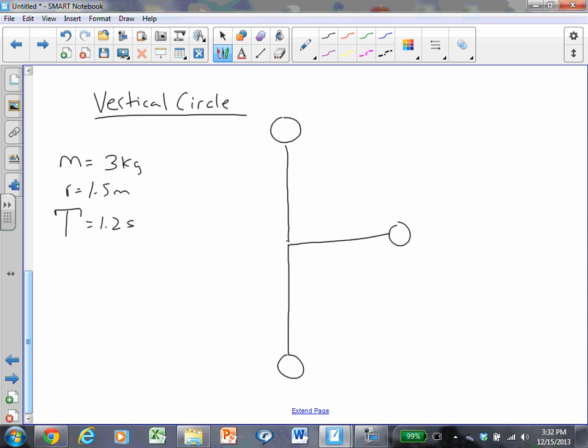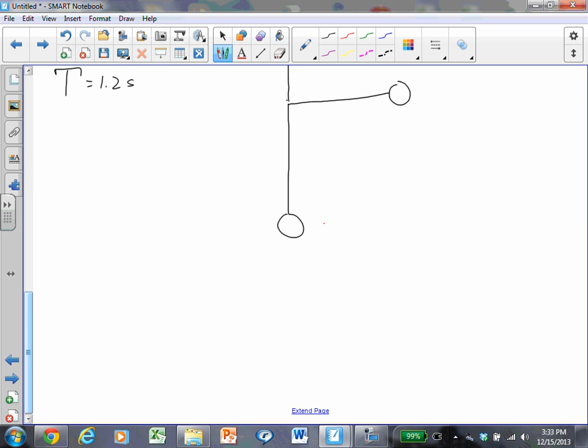When it's at the bottom here, you have Fg down, you have tension up, but those Ft up minus Fg still has to equal the sum of the forces, Fc. Okay?